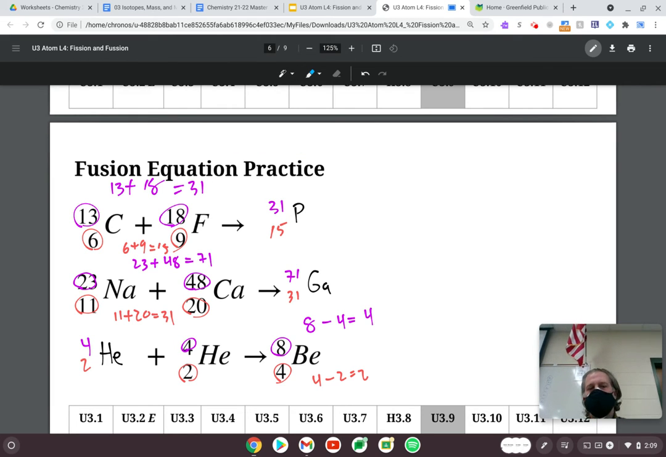Now in this case, we took 2 helium atoms and we stuck them together and made beryllium. And that's basically how the sun works. The sun is a giant ball of helium, and that giant ball of helium is combining helium with helium to make beryllium, and helium with beryllium to make carbon, and helium with carbon to make oxygen and stuff like that. So that's kind of how stars work a little bit. So any questions about fusion so far?